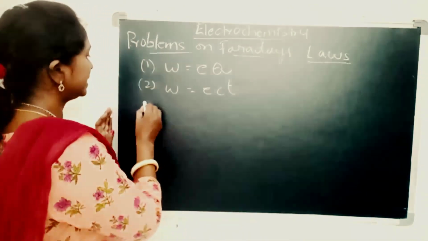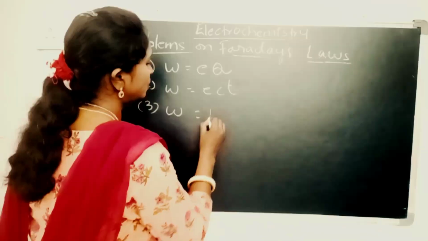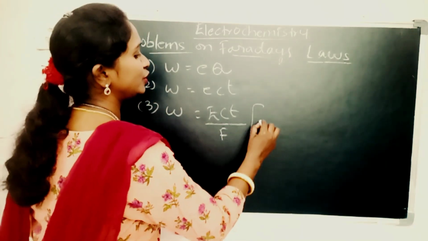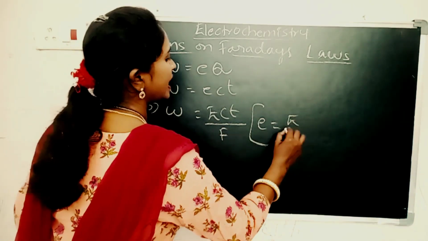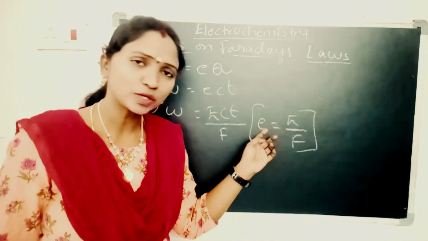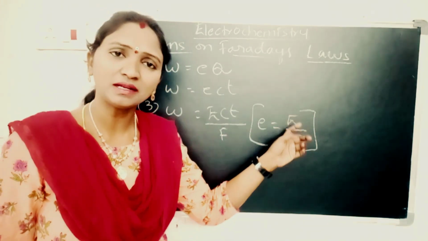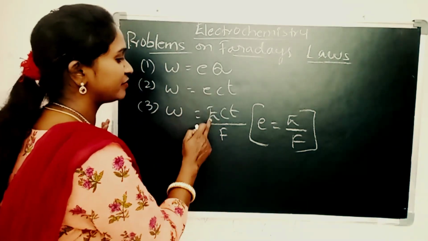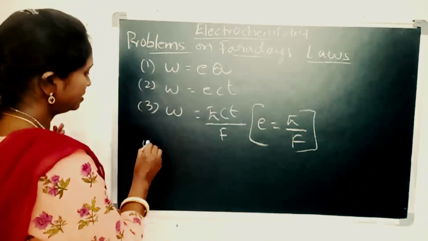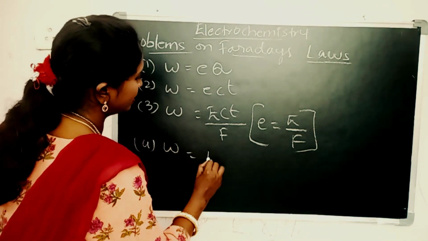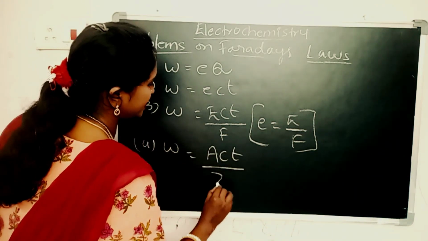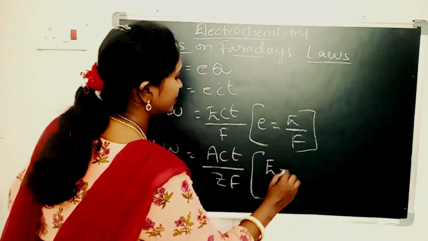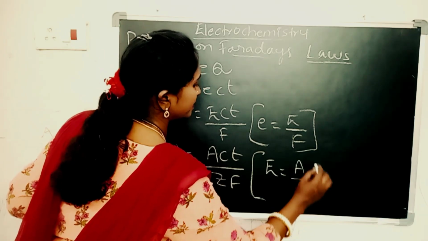Next, W equal to ECt by F, because we know small e equal to capital E by F, electrochemical equivalent equal to chemical equivalent by Faraday. So that's why we can replace small e with E by F. Then we can write W equal to ACt by ZF. Why? Because here capital E equal to A by Z.